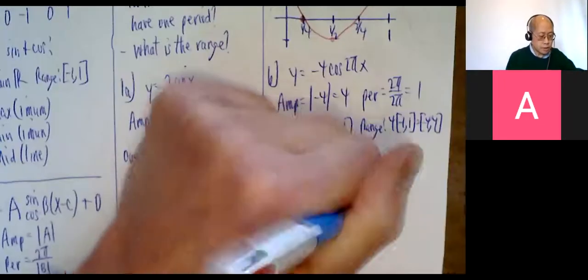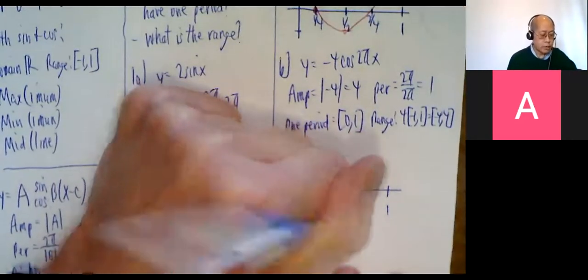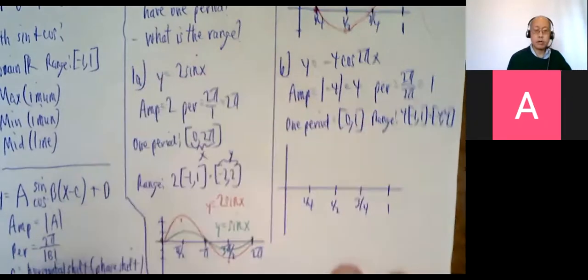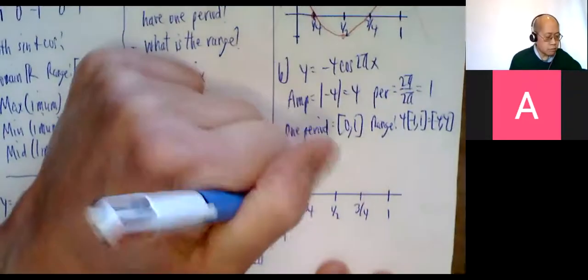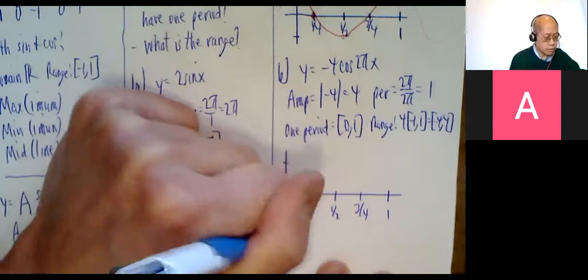So here we go. So this is the same. One period. Cut it in half. Half. Cut that in half. 1/4. Cut that in half. 3/4. But now up and down is going to be 1, 2, 3, 4. 1, 2, 3, 4.